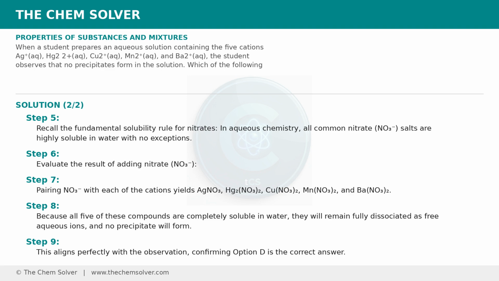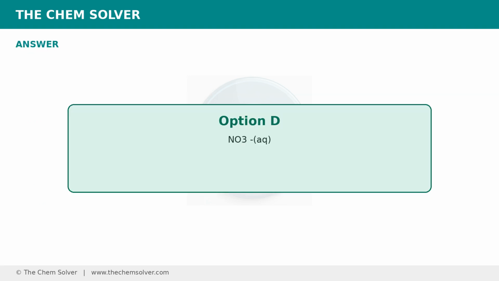Because all 5 of these compounds are completely soluble in water, they will remain fully dissociated as free aqueous ions, and no precipitate will form. This aligns perfectly with the observation, confirming option D is the correct answer. The correct answer is option D, NO3-.